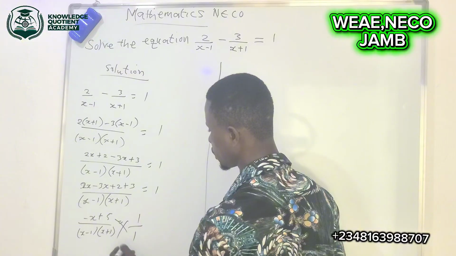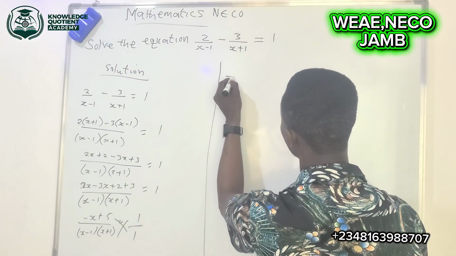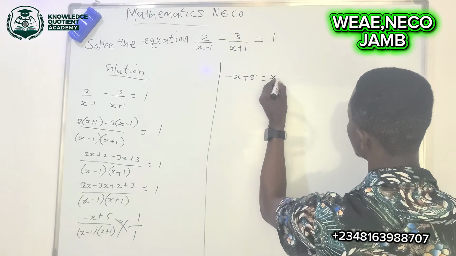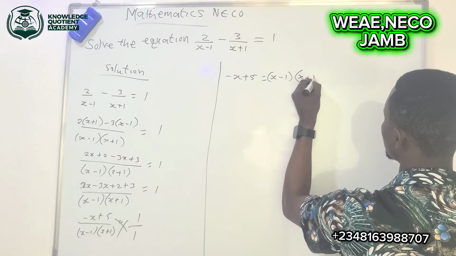Now I will have to cross multiply. Put 1 here, that will cross multiply. So when I cross multiply, this will multiply by this, while this will multiply by this. So I will have minus x plus 5 is equal to everything here, which is x minus 1 bracket close, then x plus 1 close bracket.